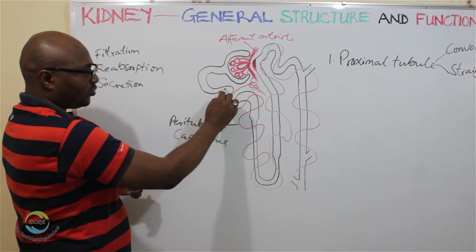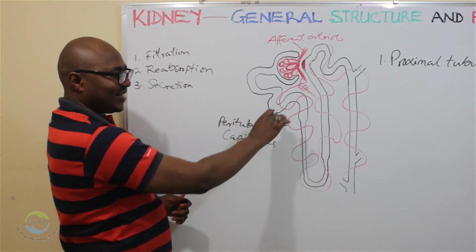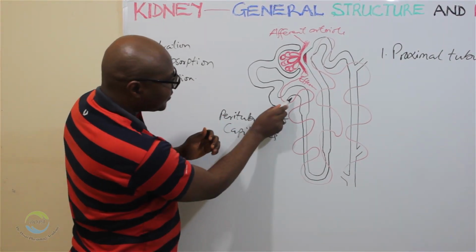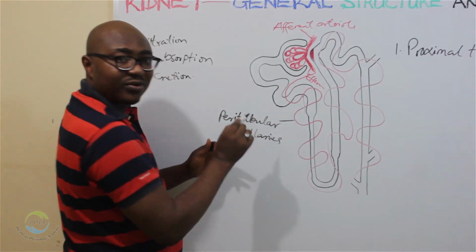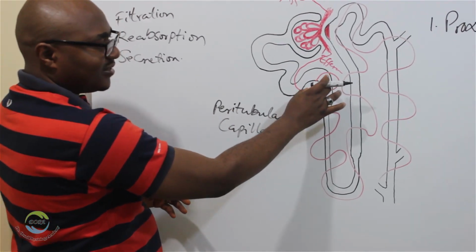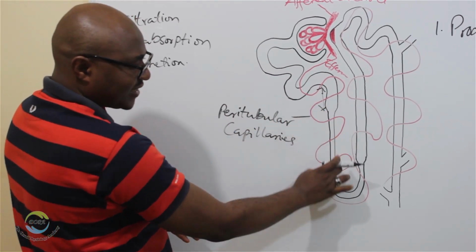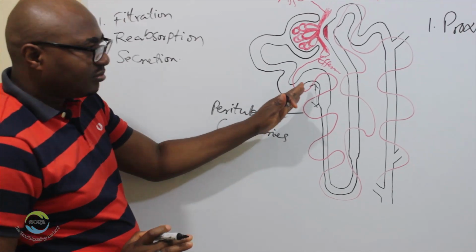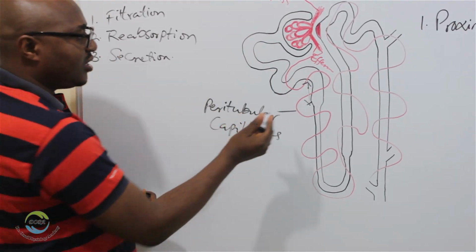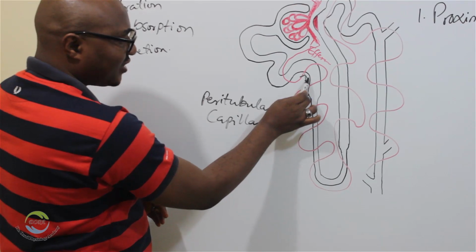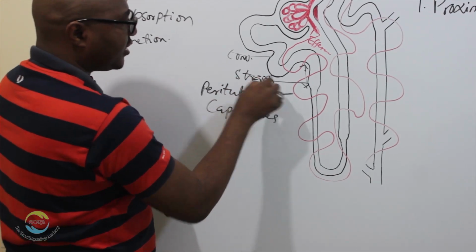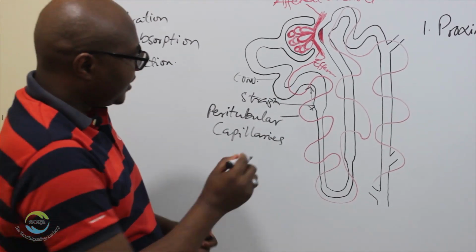Look at it. This convolution means that it's bending, it's windy, it's not straight. So convoluted is the opposite of straight. So you see this other part from here to here is still the proximal, but it's straight. Although some texts will tell you that this is the thick descending part, and they put it as part of the next part, I prefer we name it like this. It's more straightforward. Proximal convoluted tubule here, and the proximal straight tubule here.